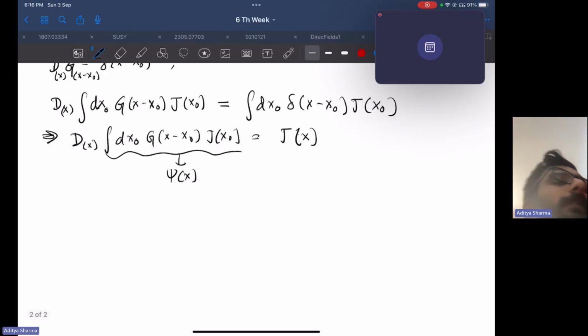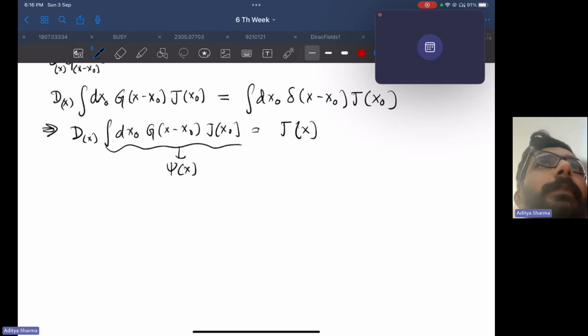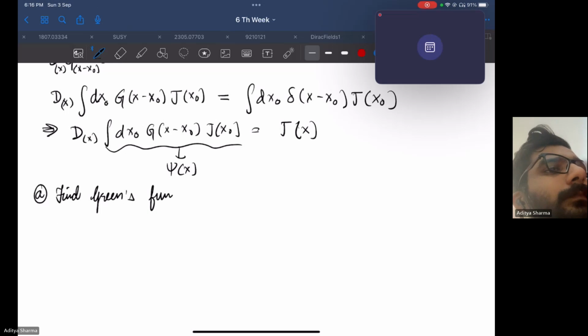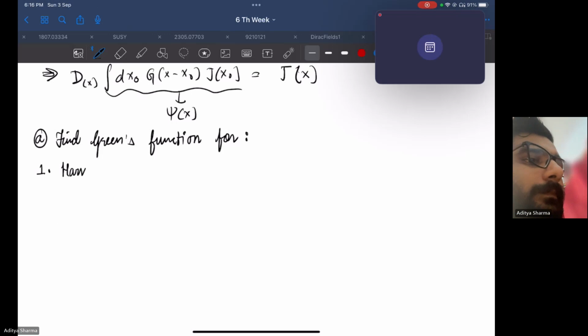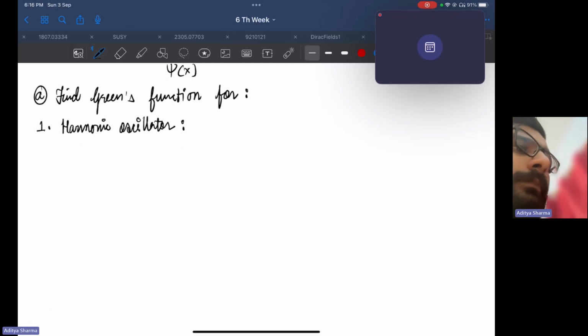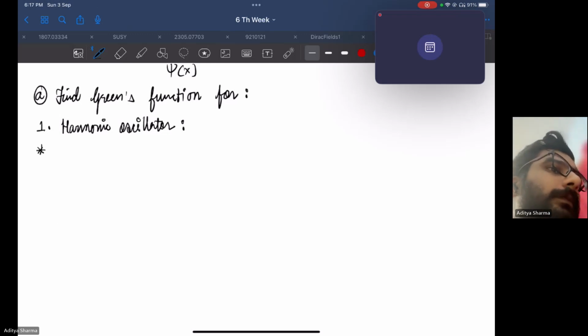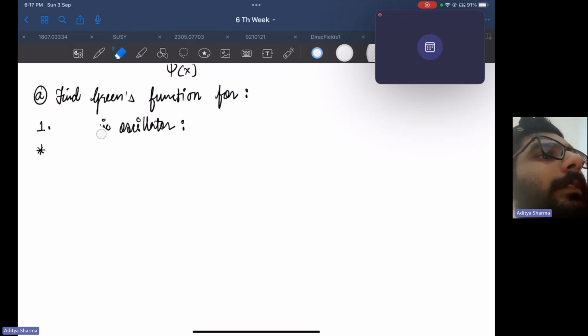Now the first exercise which we are going to do is find the Green's function for, number one, the harmonic oscillator action. Let's do the free particle first. See what happens.